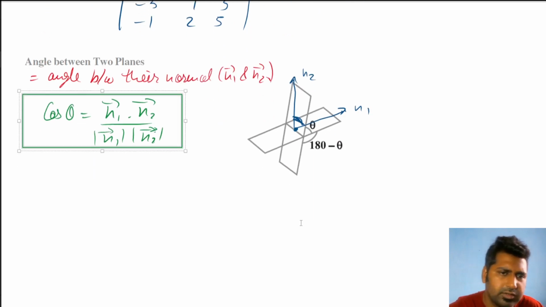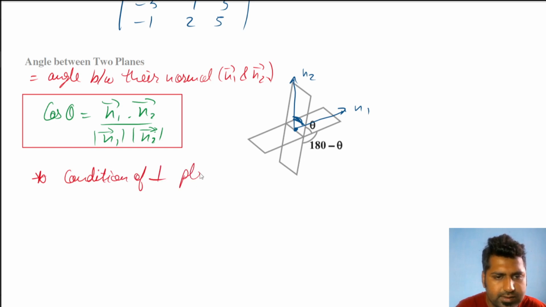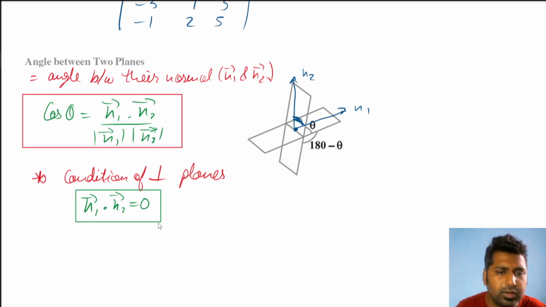What are the special cases? What if two planes are perpendicular? So, condition of perpendicular planes. Two planes are perpendicular means the angle between their normals is also 90 degrees. So the two normals are also perpendicular. Two normals are perpendicular if their dot product is 0. Again, same thing from vectors: two vectors are perpendicular when the dot product is 0.